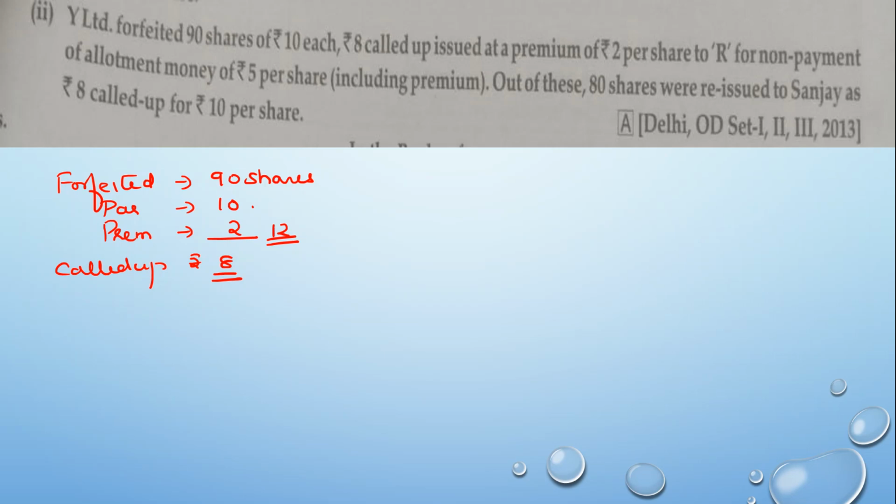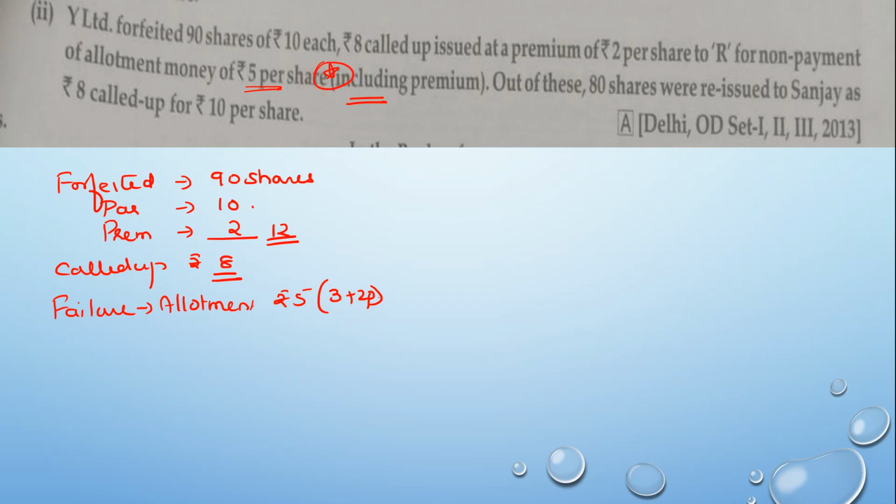Forfeited for non-payment of allotment money. So failure was at the allotment stage. And this was the stage where premium was included, allotment of 5 rupees per share including premium. So it was 5, that is 3 plus 2 premium. So this premium amount was also not received. That is the most important point that you have to note down here.